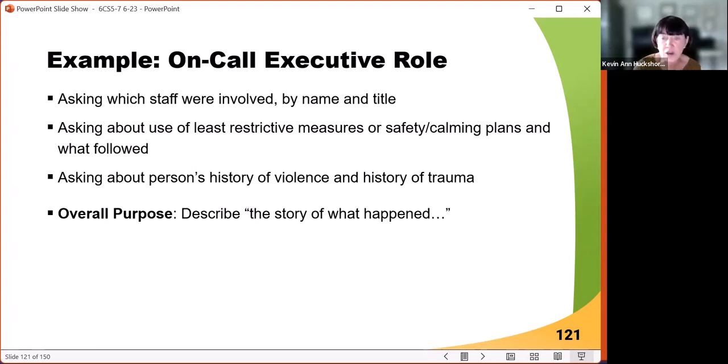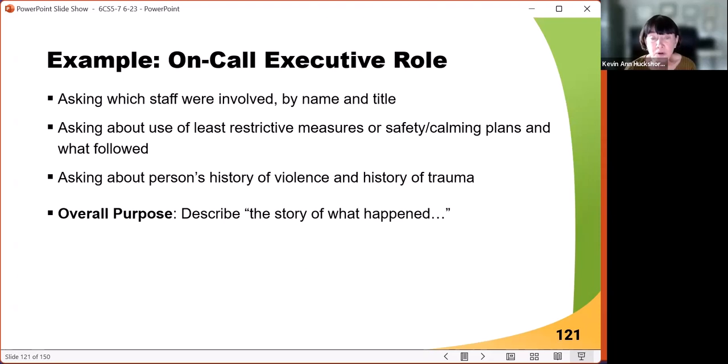We always wanted to know if there was any ability to use least restrictive measures, alternatives, options. Did the safety or calming plan get brought out? We also wanted to know, or would find out, what was that person's history of violence? Were they particularly at risk? Did we not know that? Did we know that? Did we even ask the question when they came in?